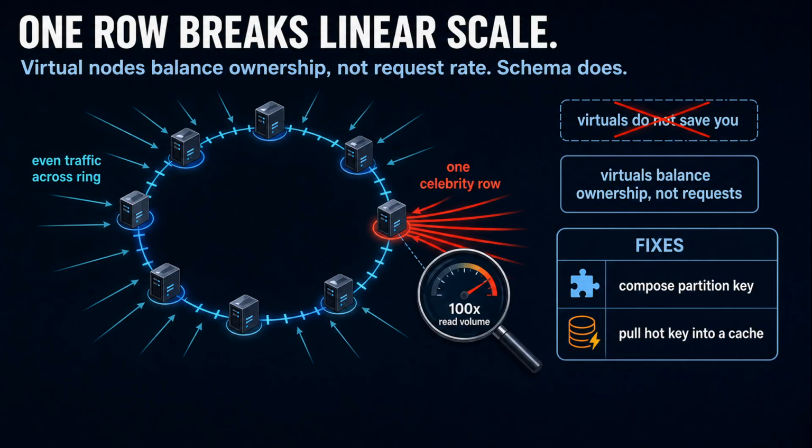One more failure mode. The cluster scales linearly only when traffic spreads evenly across the ring. Which it does not the moment one row gets 100 times the read volume of every other row, the hotkey problem. And virtual nodes do not save you. Virtual nodes balance ownership, not request rate. A single celebrity row lands all of its reads on whichever node owns it. The schema design is what fixes it. Compose the partition key from something that fans out, or pull the hotkey into a dedicated cache layer. Right. The ring can do a lot. It cannot do schema for you.